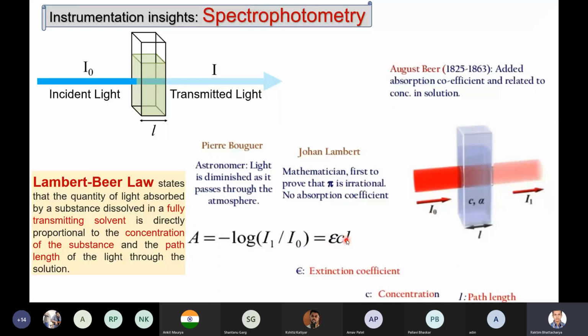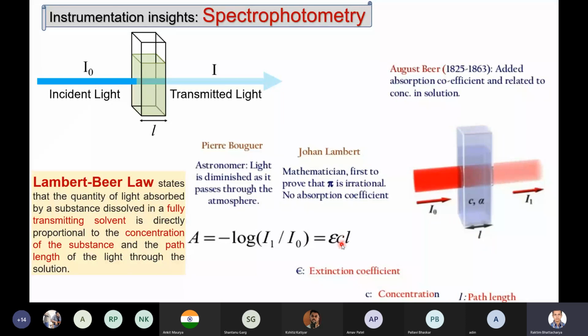Now, C is the concentration of the solution, and L is the path length. This is why path length is very important, because it is required while doing the calculation. Using this particular cuvette, you know the path length, because cuvettes are of specific breadth or width. So the path length depends on the cuvette, but it is known to the scientist.